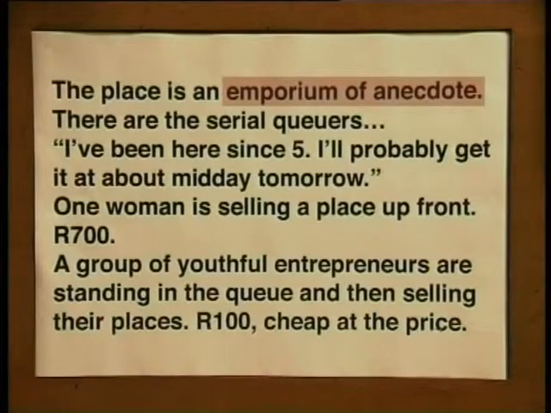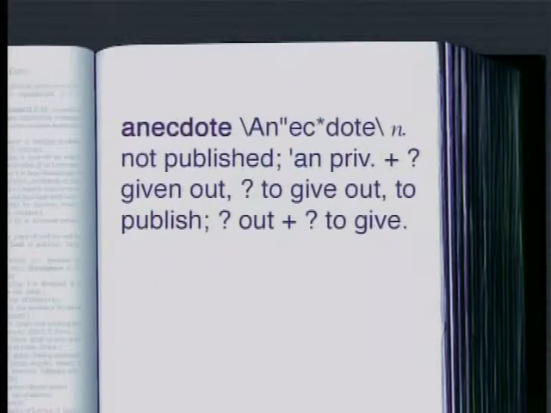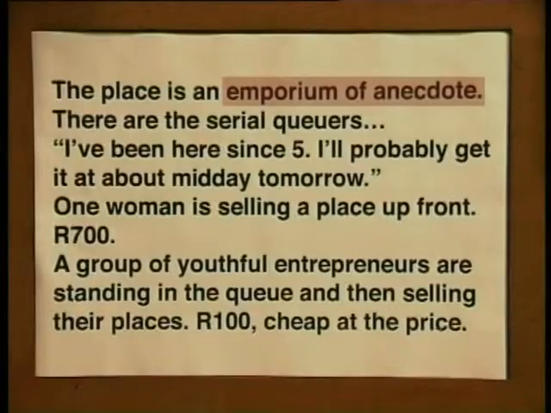She describes an emporium of anecdote. What exactly is an emporium? An emporium is a giant market. An anecdote is a description of something that has happened to you, often an amusing little story. So by describing the queue as an emporium of anecdote, she is making out as if the people are quite happy to share their little stories of what they have gone through in order to get their licenses.